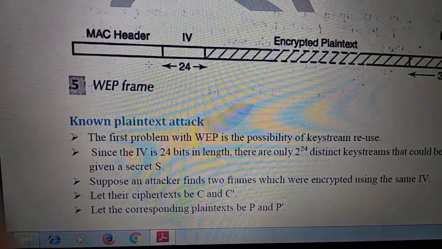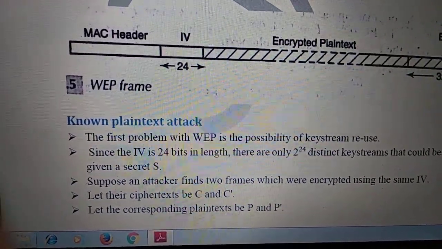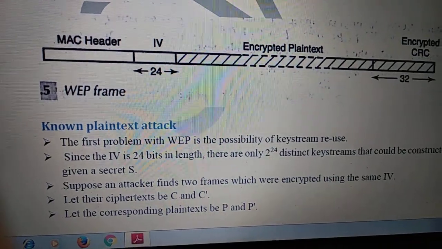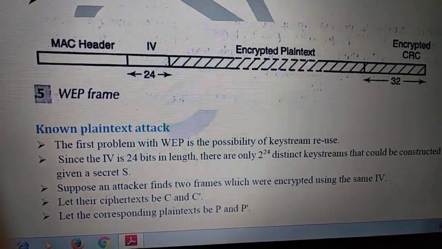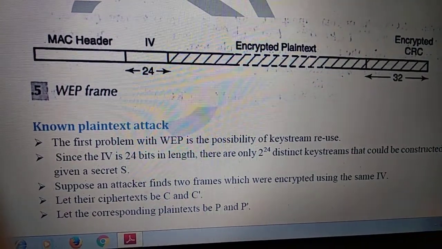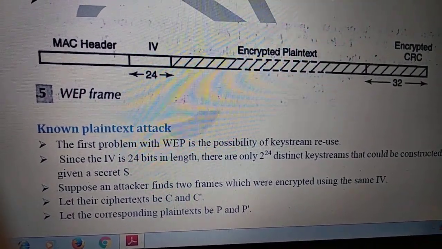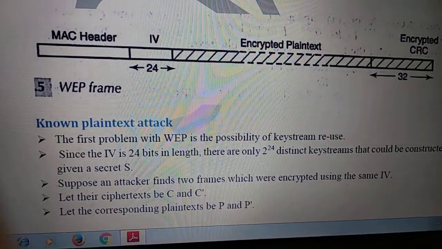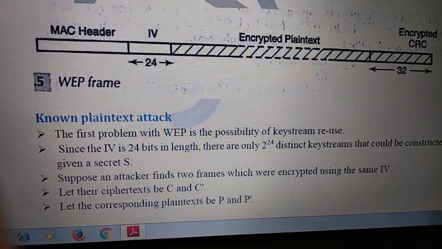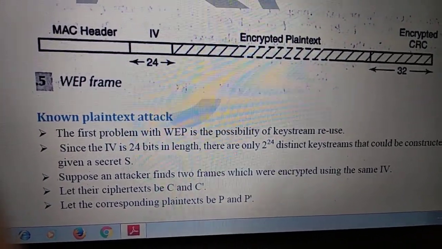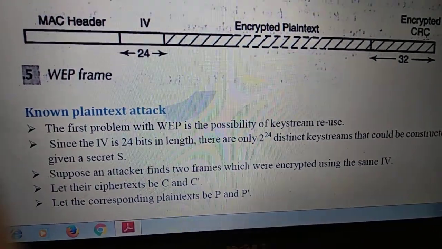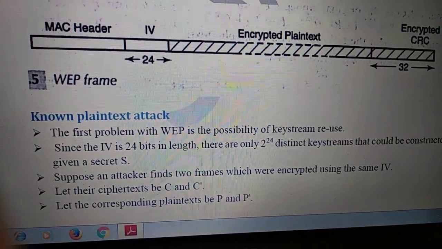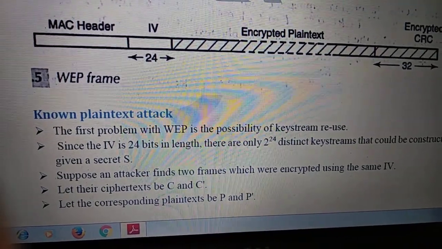That can be represented as each frame. How can it be represented? See here, encrypted plain text with the initialization vector, followed by the encrypted 32-bit CRC, plus the MAC header. The 32-bit CRC is used for the message integrity check, right? So how are you going to verify whether the message is modified or not? By checking the CRC, right?